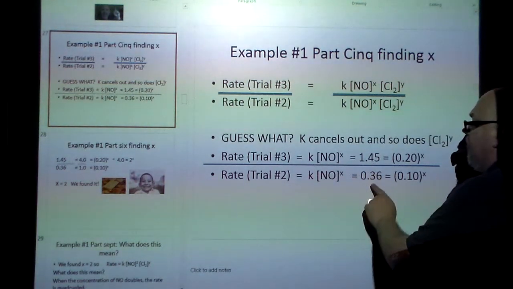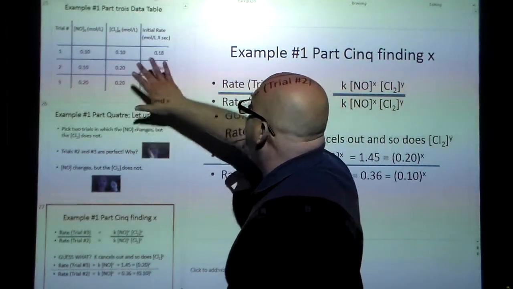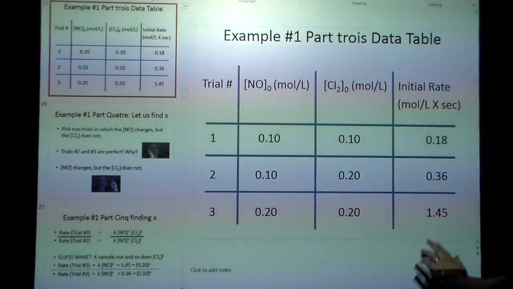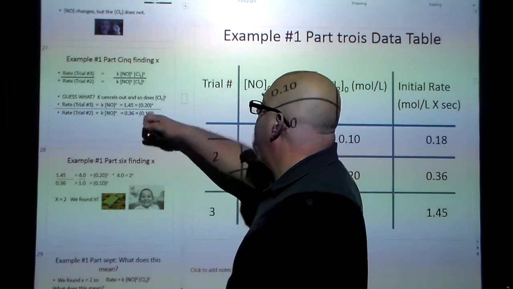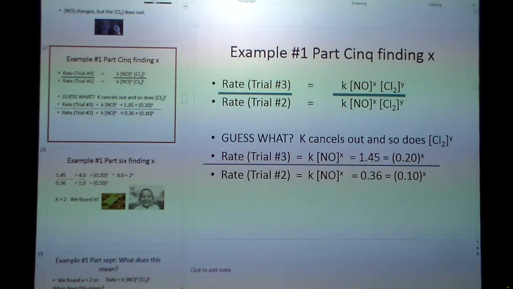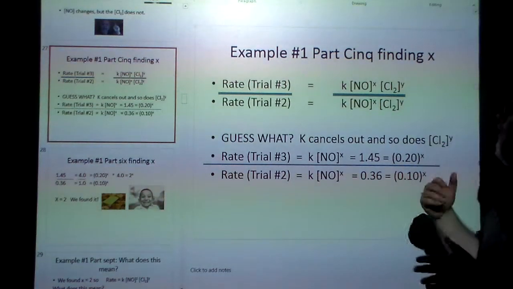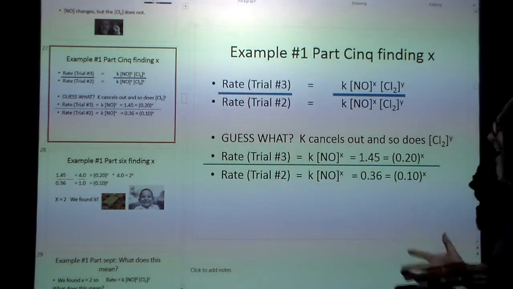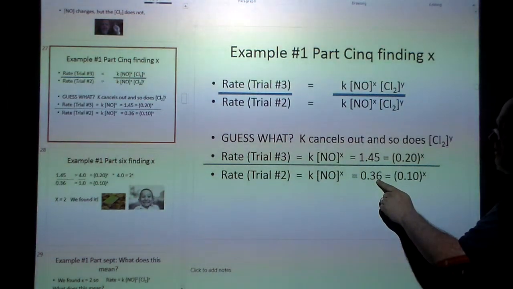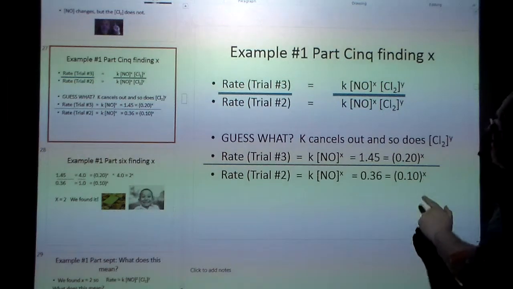So we can plug in the numbers. We get these rates from trial 3 and trial 2. Where did they come from? They came from this table here. Here's trial number 2, 0.36. Trial number 3, 1.45. So we go in and we look at that. Again, the K's are canceled out, the Cl2 to the Y power cancels out, so we have 1.45 divided by 0.36, which is equal to 0.2 to the X power divided by 0.1 to the X power.